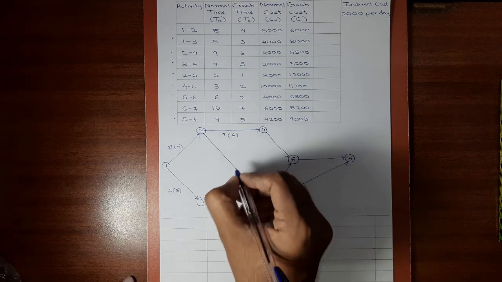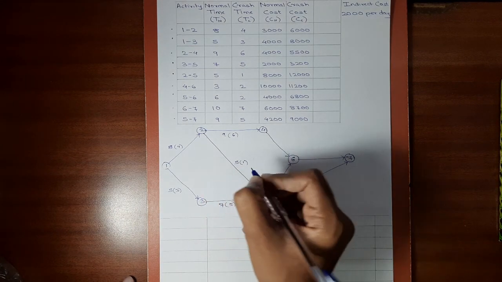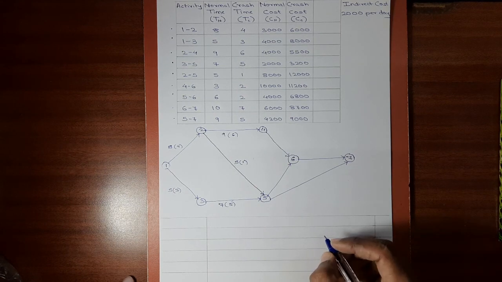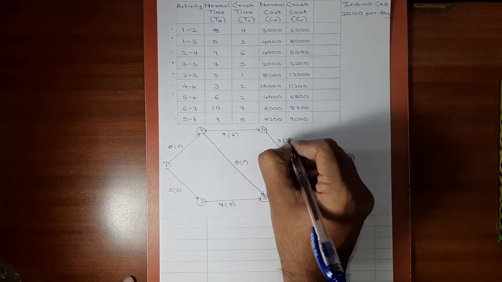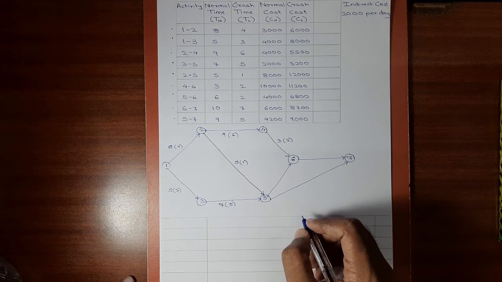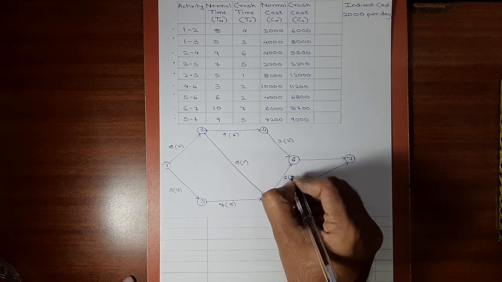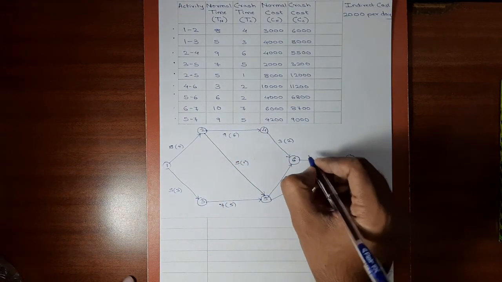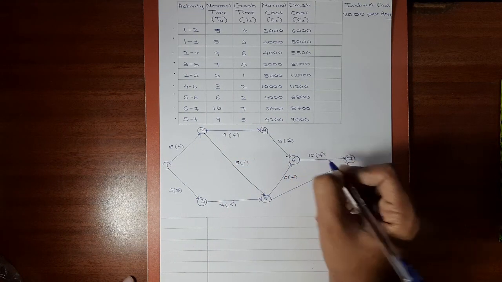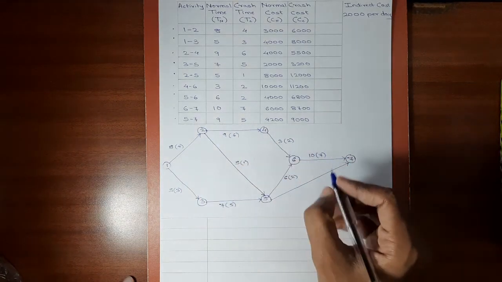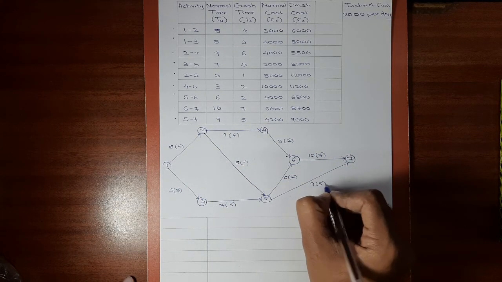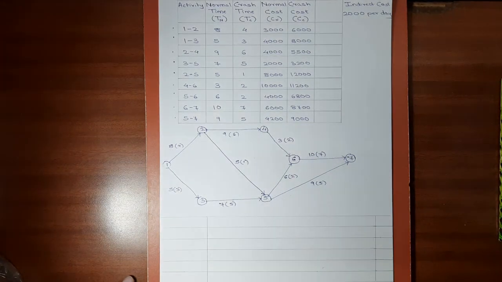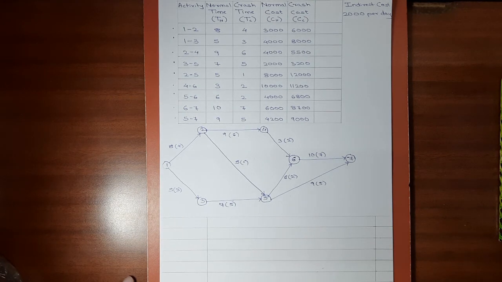Then for activity 2-5, it is 5, 1. For activity 4-6, it is 3, 2. For activity 5-6, it is 6, 2. For activity 6-7, it is 10, 7. For activity 5-7, it is 9, 5. Okay, the network diagram is now complete. Now we need to find out the critical path and the total project duration.